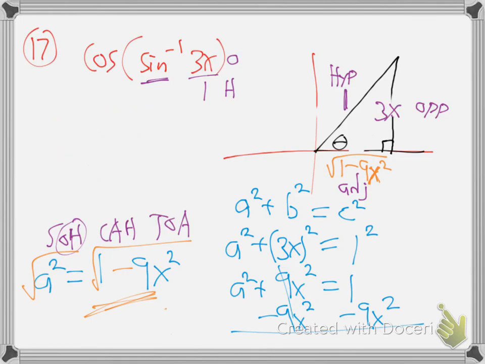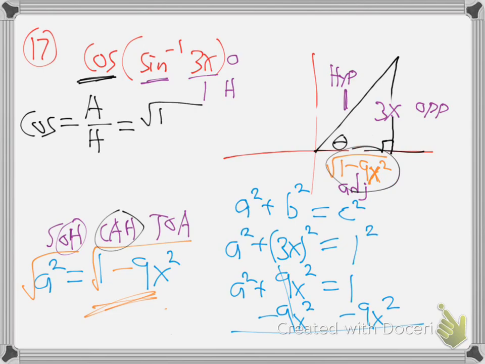Are we good so far? We found that other side, kind of complex: square root of 1 minus 9x squared. It has to stay that way. All right, let's answer the final question. Final question is cosine, so adjacent over hypotenuse. The adjacent is that square root thing, over 1, so it's just that square root thing. There it is.